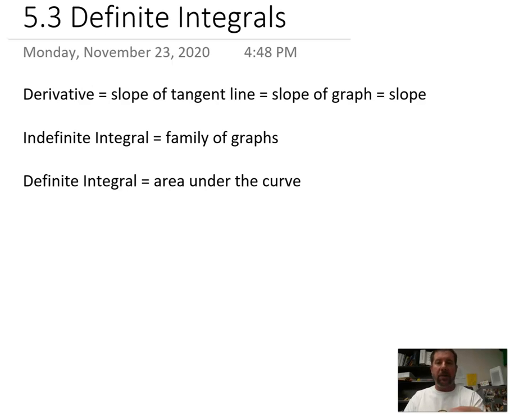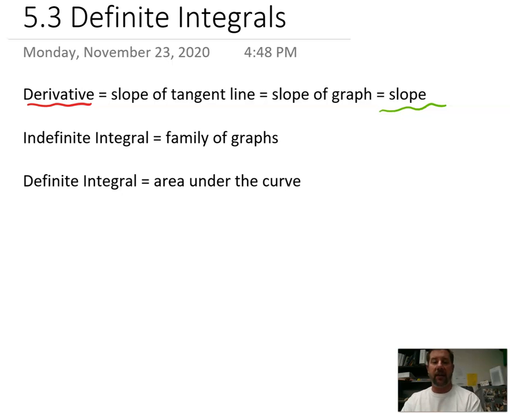Derivative. When we're talking about the derivative, these are some things that should go through your mind. Derivative is the slope of the tangent line, or we also refer to it as the slope of the graph. Basically, when you hear the word derivative, you should be thinking slope. Slope of the function, slope of the graph, slope of the tangent line. Derivative is slope.